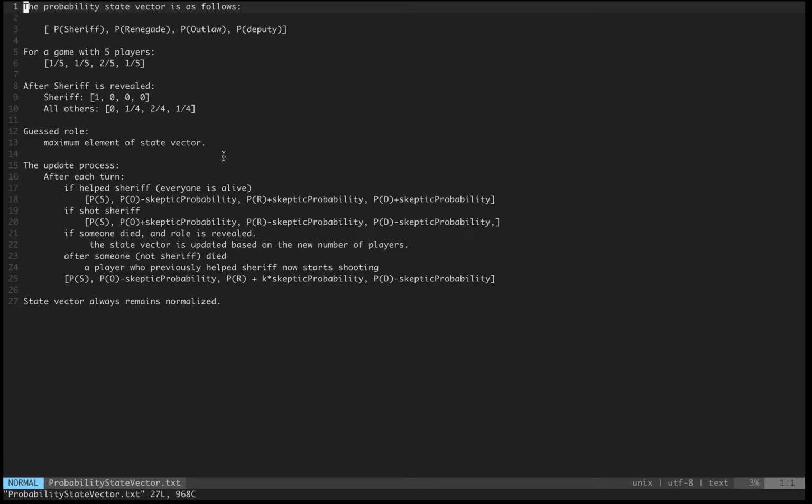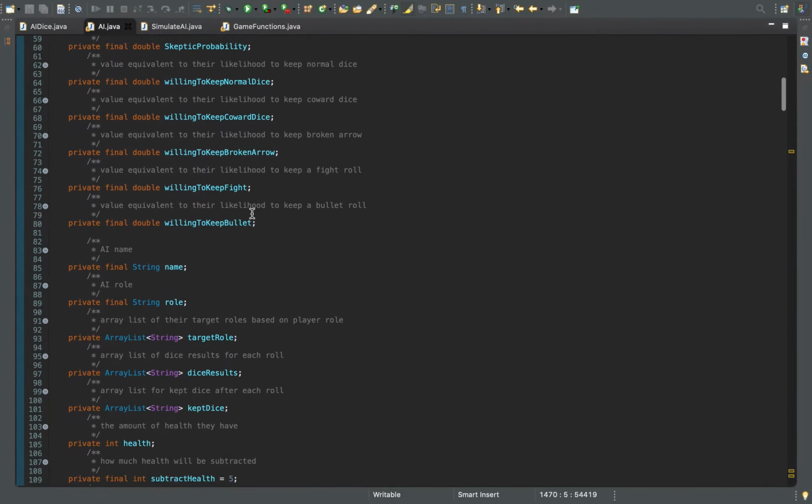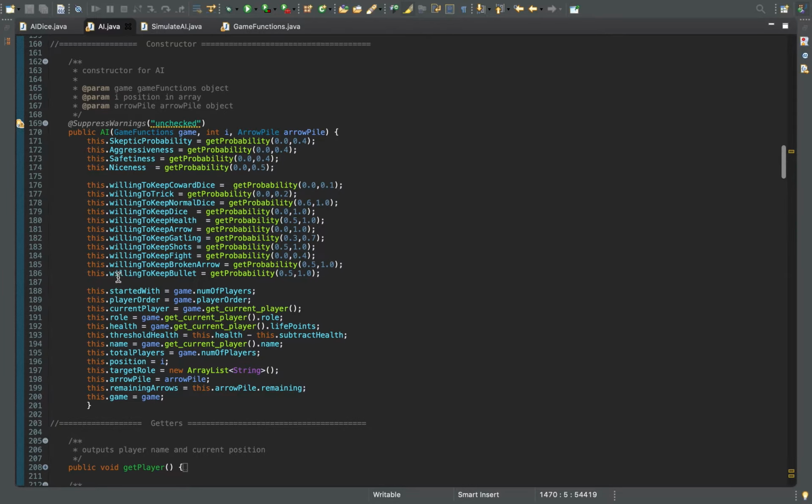The update process of the probability state vector is as follows. After each turn, if an AI helped the sheriff while everyone is alive, the probability of it being an outlaw is decreased by a certain skeptic probability, which is determined whenever the AI is instantiated, and the probability of it being a renegade or a deputy is increased by that same skeptic probability, which, again, if you look at my code, is determined whenever it gets instantiated.